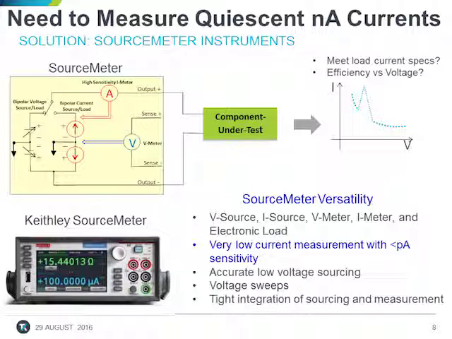An SMU tightly integrates sourcing and measurement so current voltage plots can be easily created. The upper left shows a block diagram of an SMU, and the lower left shows one of the Keithley SMUs. We have an extensive line of these instruments. I would recommend you consider a source meter for your design team. Component currents are only going to get lower.